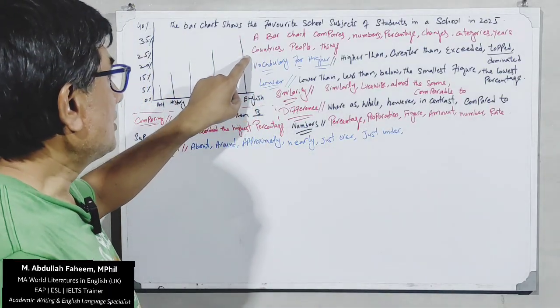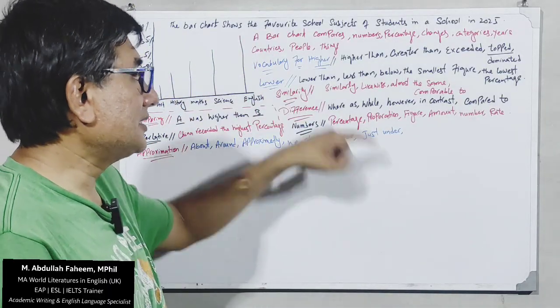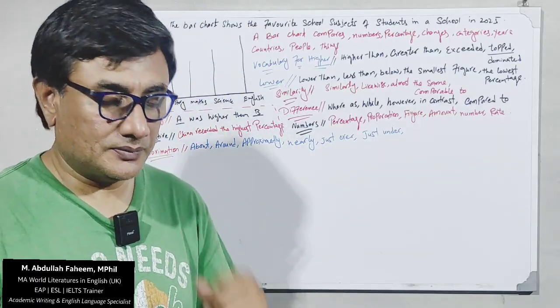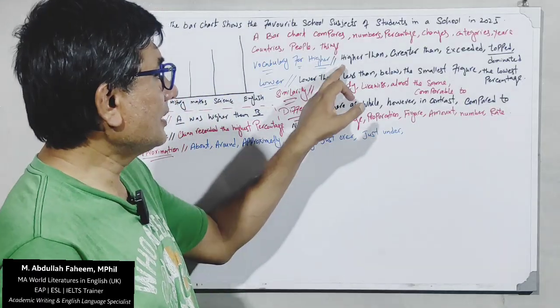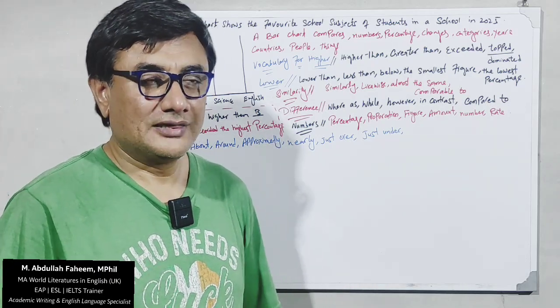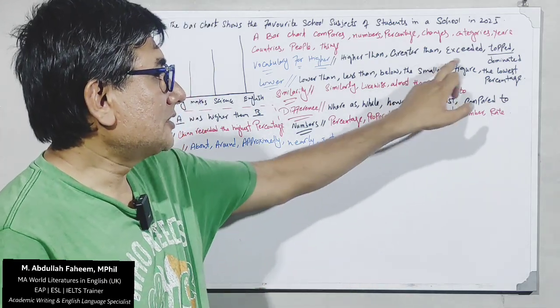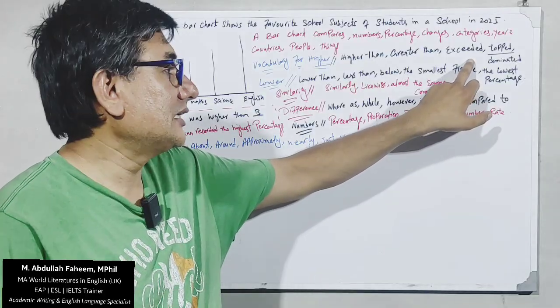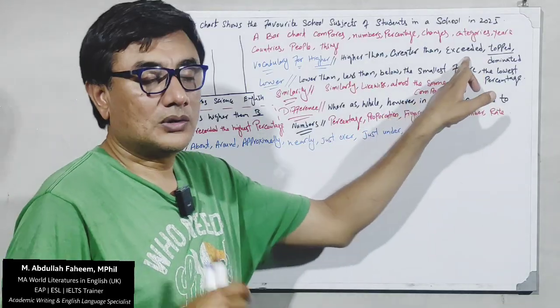The second aspect, vocabulary for higher things. If you want to show anything higher in percentage, then you can use these words: higher than, greater than, more than. इस तरह के words जो हैं वो आप इस्तेमाल कर सकते हैं. You can stretch your phone screen and can view all the words.